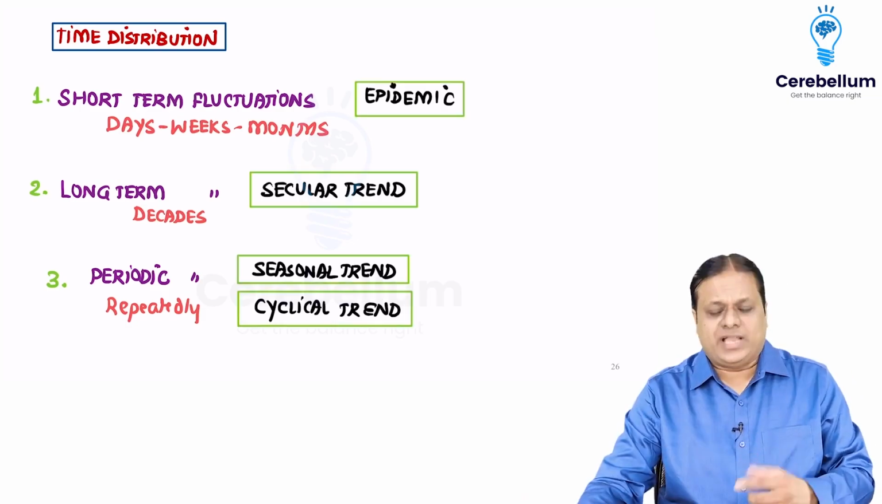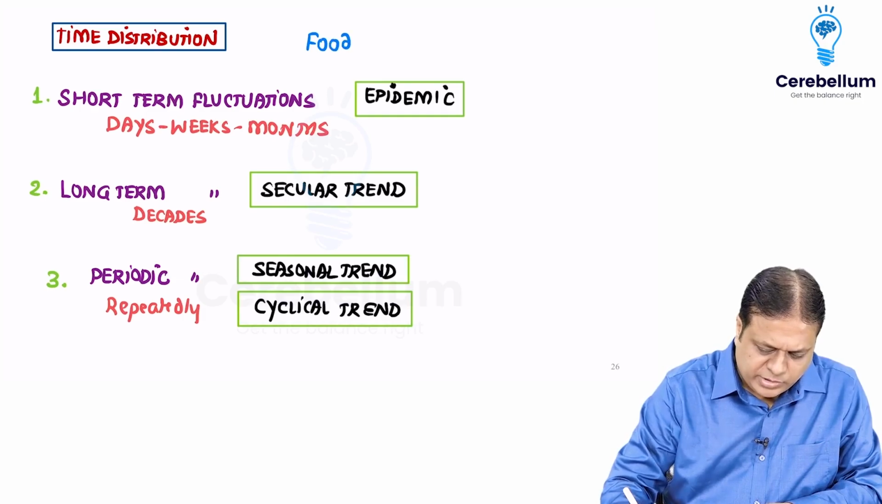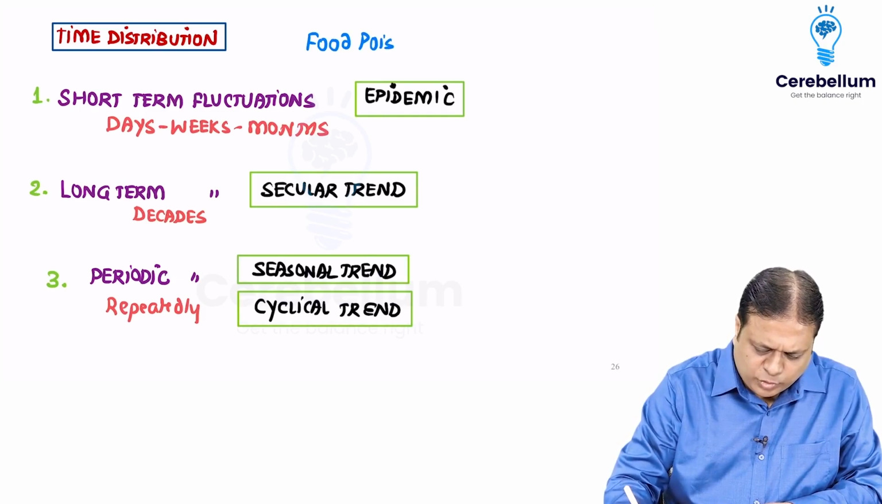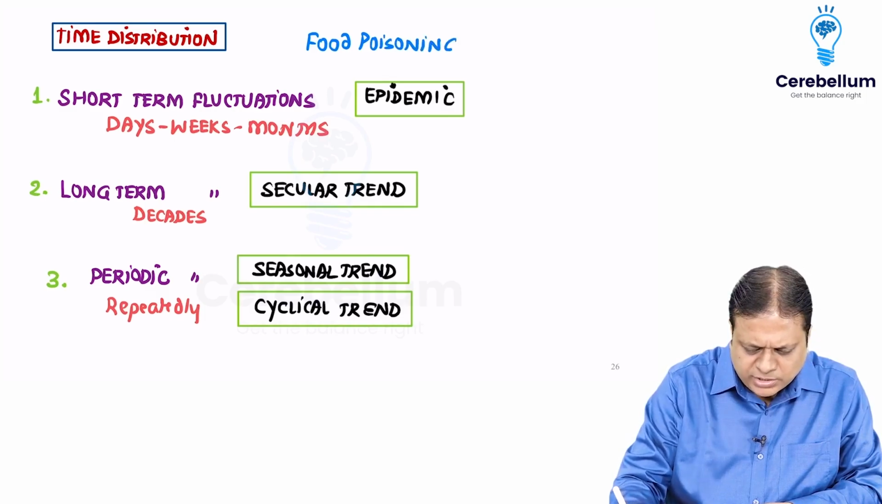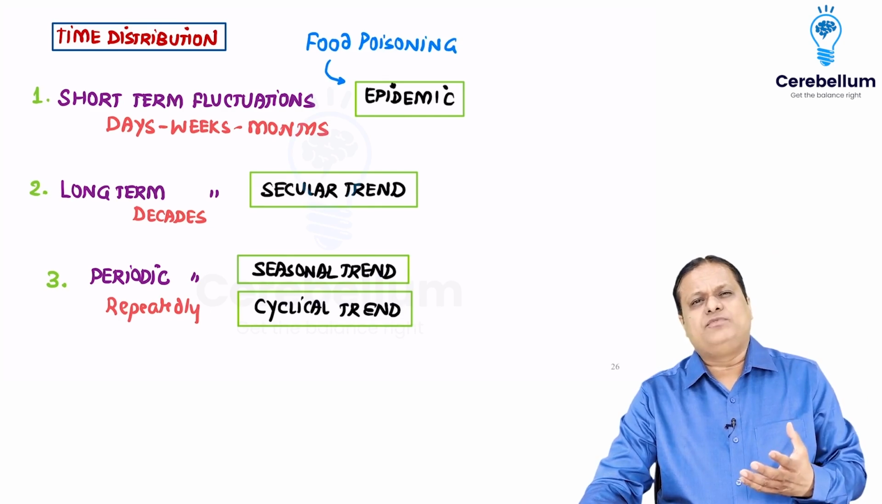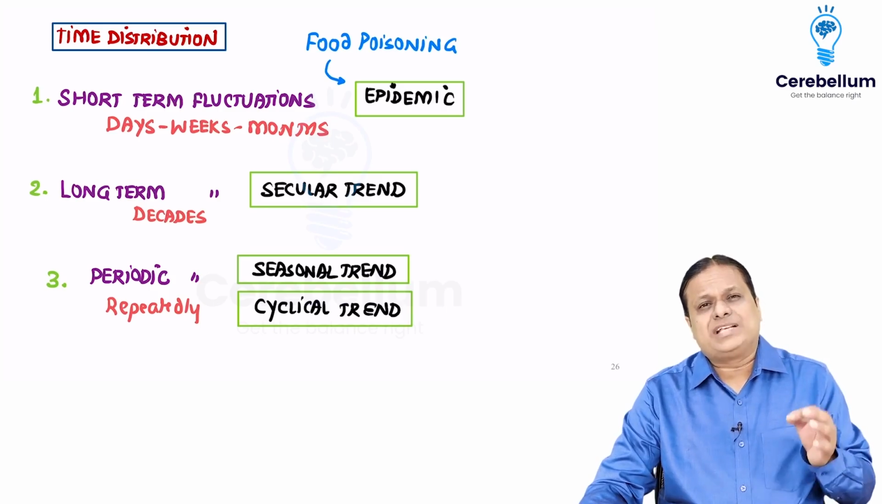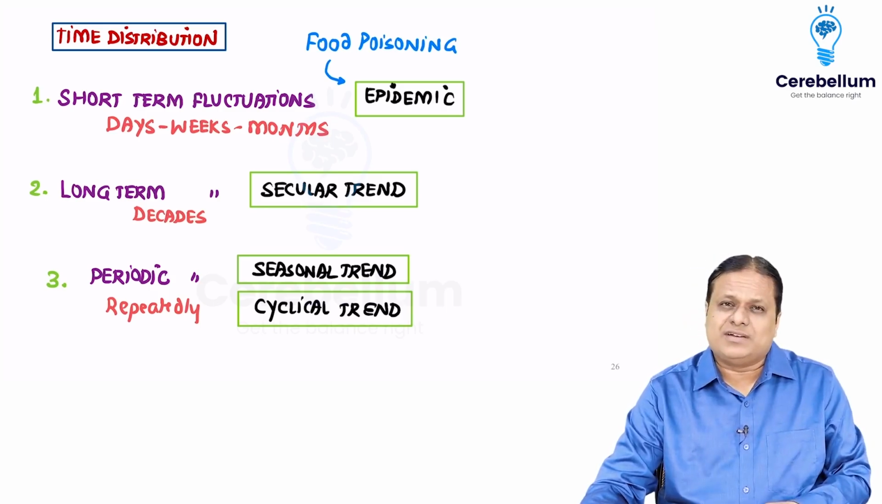Food poisoning is a type of, yes, that is an epidemic. Staphylococcal food poisoning, most common food poisoning, incubation period 1 to 6 hours. Maximum people eat food within a marriage. After eating contaminated food, maximum people fall sick within 6 hours.